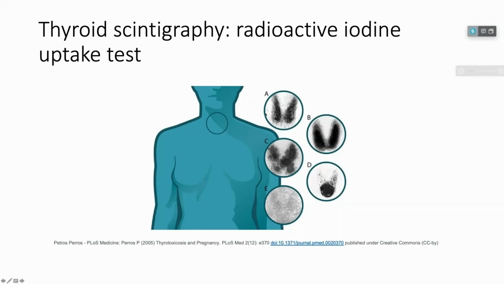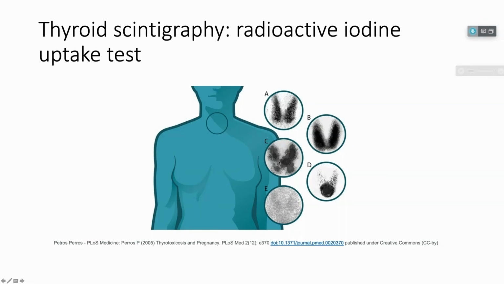Okay. So normal would be A. B would be like Graves' disease, right? So you can see how there's more of all of this everywhere. So this would be like Graves' disease. C would be, Perlina, do you know what C would be? Oh, sorry. This is a hard one. Is it like thyroiditis? No. Thyroiditis would be, we'll talk about that, E. Okay.